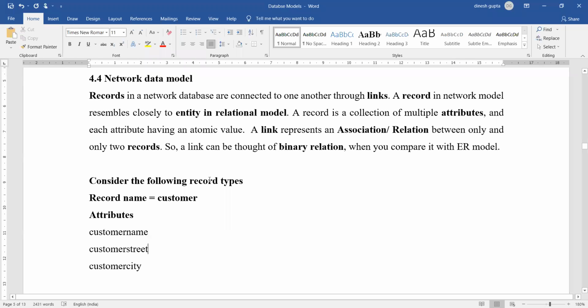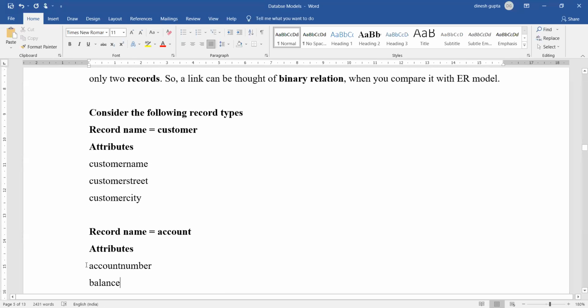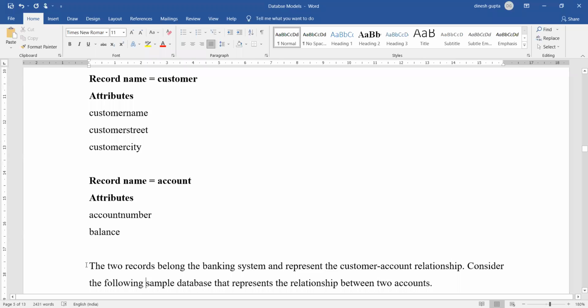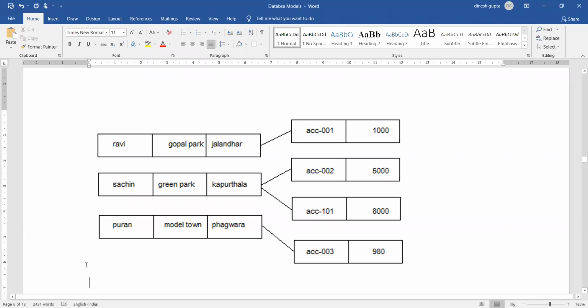Next is how to represent these records. For example, if you have a record named customer, which is also known as an entity in an ER model, it has the following three attributes. Similarly, we have a record named account, which has two attributes. And this is how we represent the links, and this is how we represent the records.